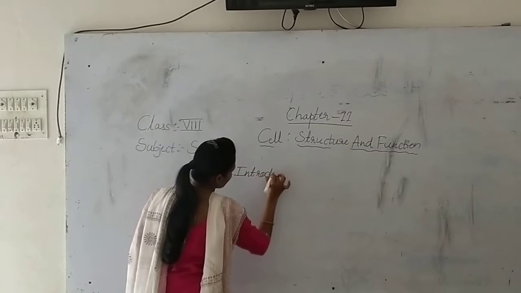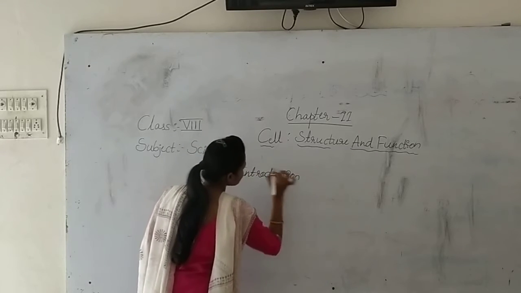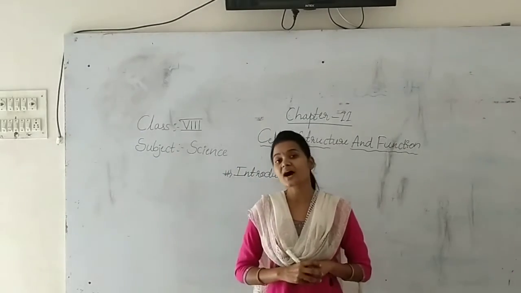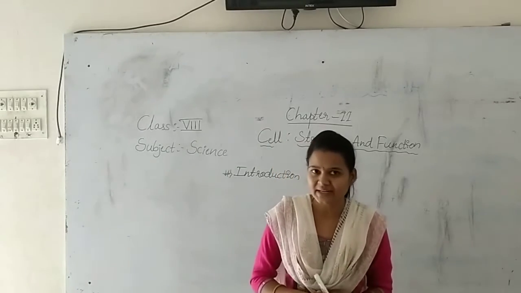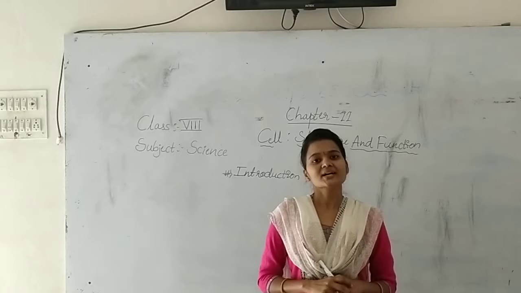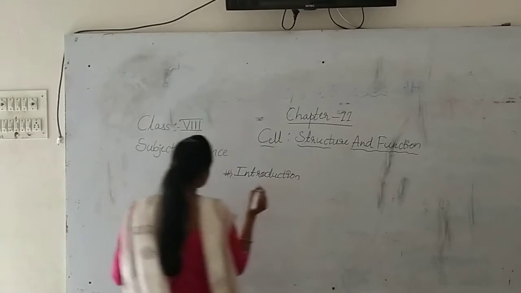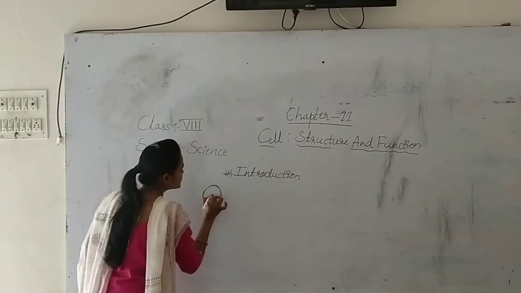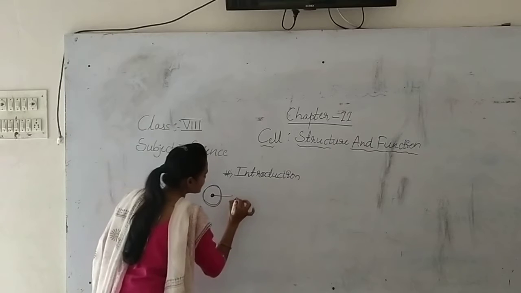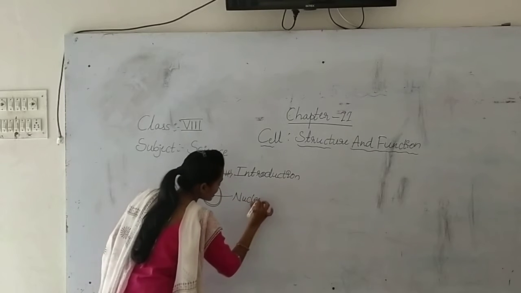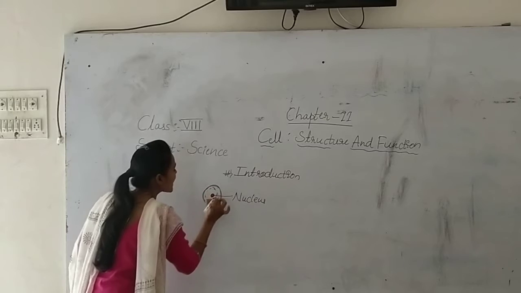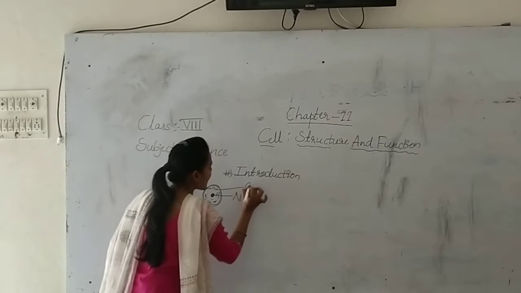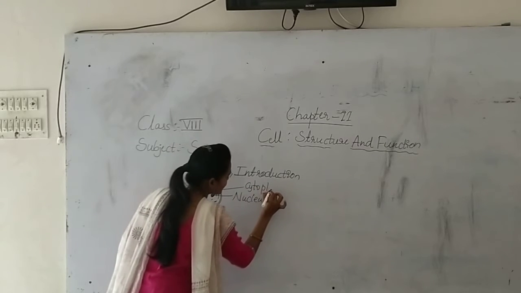Students, I think you know about a cell. It was in 7th class. What is a cell and what must a cell contain? If a cell is there, it must contain the nucleus. And a cell has a jelly-like substance that we call the cytoplasm.